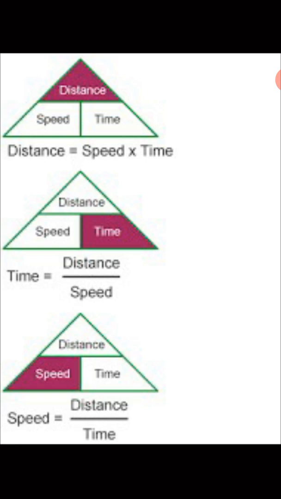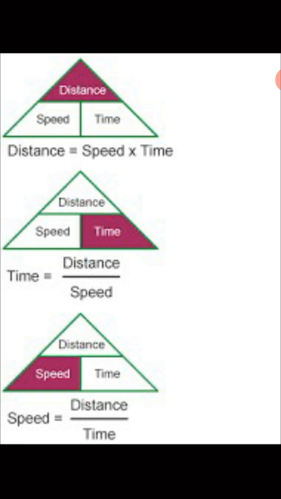Let us see the three formulae derived from the formula speed is distance upon time. So what is speed? A particular distance covered per unit time is speed. So speed is distance upon time. This diagram is called a triangle formula. In this diagram, distance is mentioned up and speed and time are mentioned down. The line after the distance represents the division sign, and the sign between speed and time represents the multiplication sign.